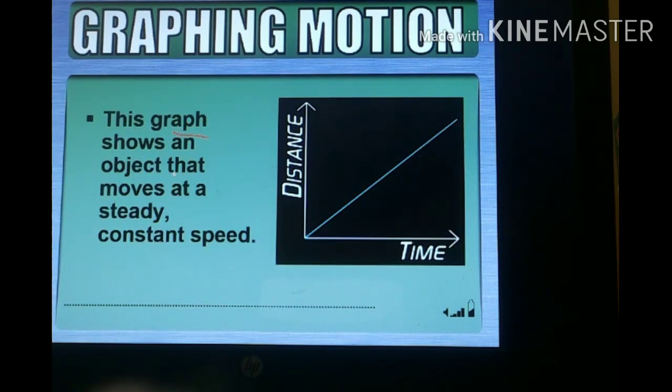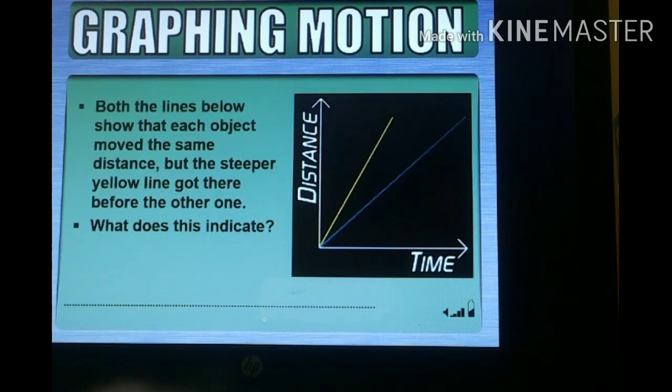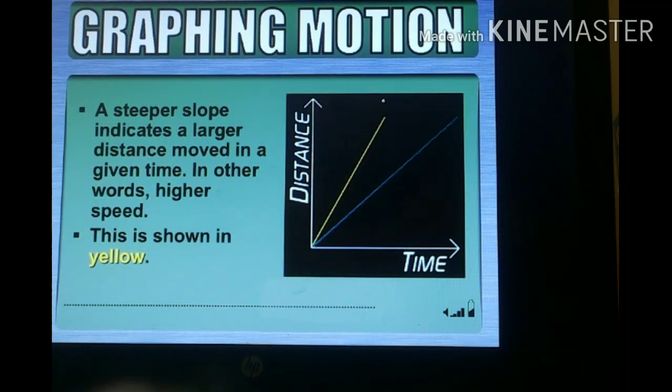This graph shows an object that moves at a steady and constant speed. Over here, 2 lines are there, a yellow line as well as a blue line. You can see one line is steeper, or nearer to the distance axis, whereas one line is not steeper. Can you tell me in which line the velocity is more? This line's velocity will be more. The steeper slope indicates larger distance. As this line is steeper, it is indicating that it is travelling more distance in a very small interval of time. Are you able to understand?